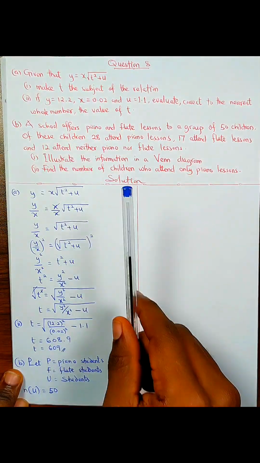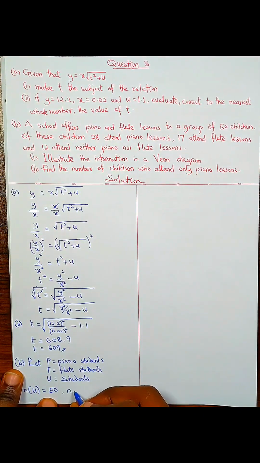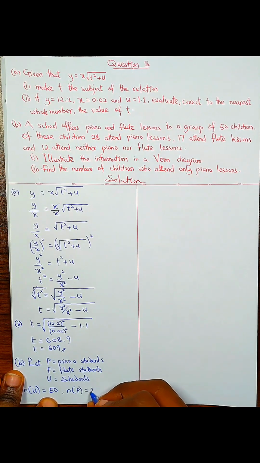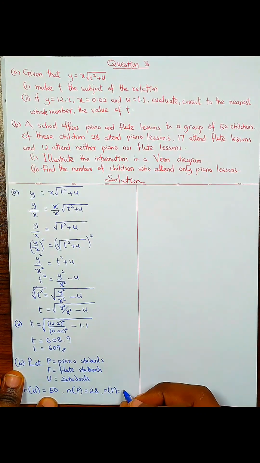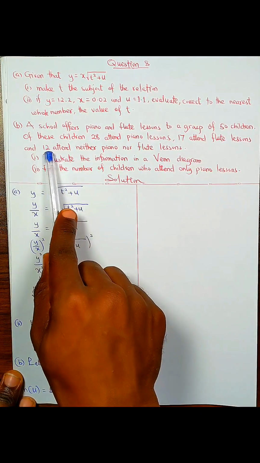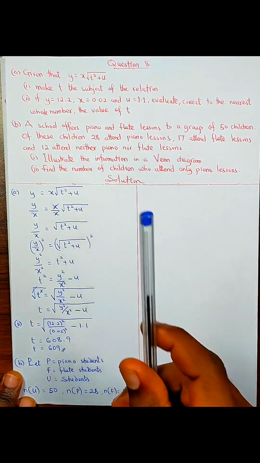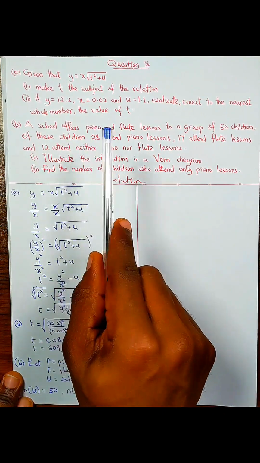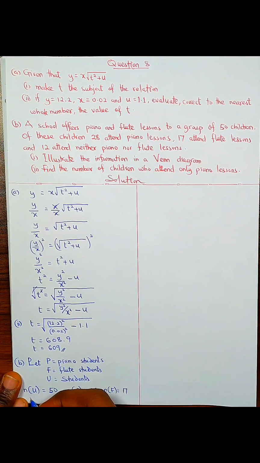We're also given that 28 attend piano lessons. So number for piano lessons, the piano students, is equal to 28, and number for flutes is also what? 17. And it says that 12 attend neither piano nor flute. If it's neither, that means that these values are not in. So it becomes number 4. If it is piano and flute, we can say piano union flute. Okay, that is all students.